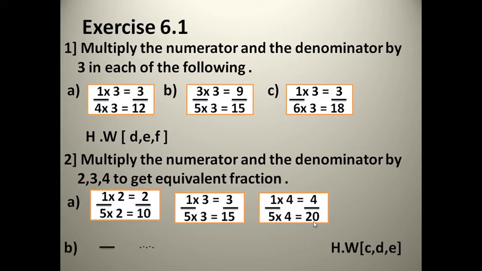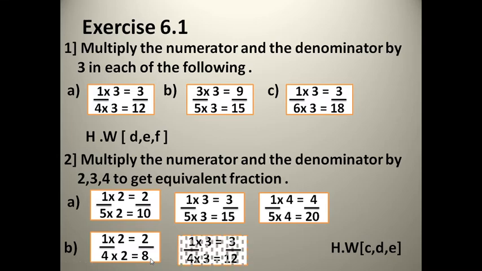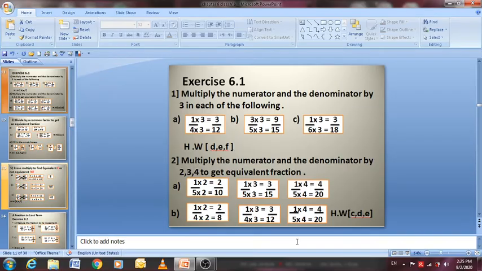Okay, here this is B, 1 by 4. First I multiply by 2. So 2 times 1 is 2, 2 times 4 is 8. Next I multiply by 3. So 1 times 3 is 3, 4 times 3 is 12. Here I changed the fraction, it should be 4 here. Okay, I will write 4, sorry.